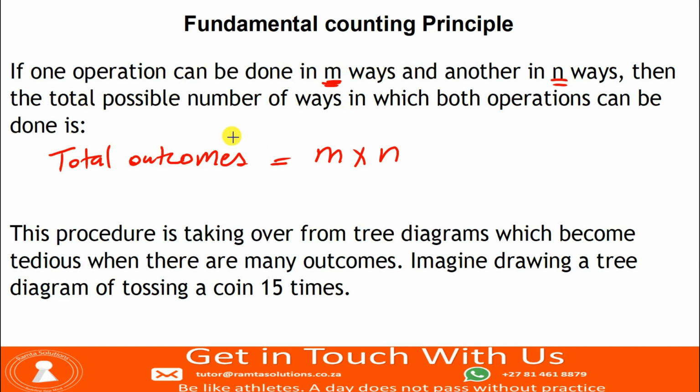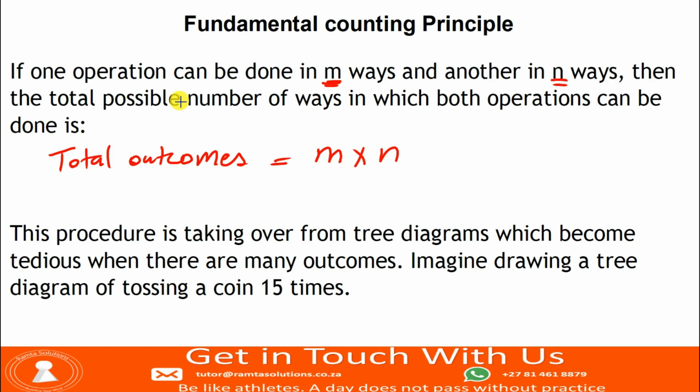Remember, here we have limited it to 2 ways, but it can be more than 2 ways. In other words, if one operation could be done in M ways, another in N ways, another in O ways, another in P ways, you just multiply the number of ways for the operations being done. If you have 3 operations, it will be the product of all 3.